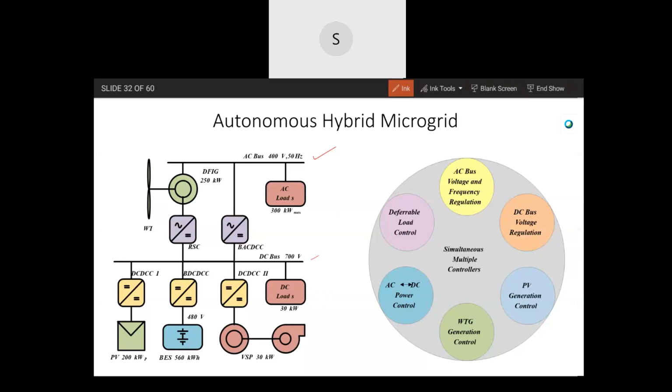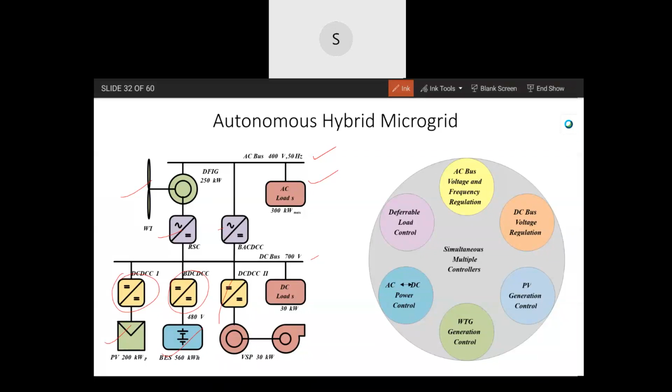On the AC side, you have the DFIG, as I explained earlier. These two bidirectional converters are there, and the AC load is there. On the DC side, you have the solar generation, and we have a converter. This converter is for its MPPT, maximum power point tracking, and you have a battery energy storage. A bidirectional converter is required for charging and discharging.